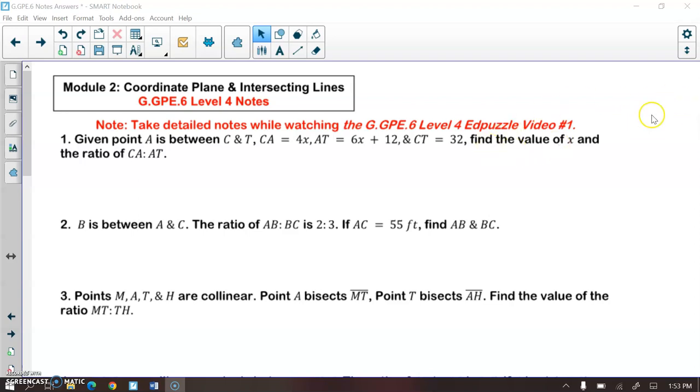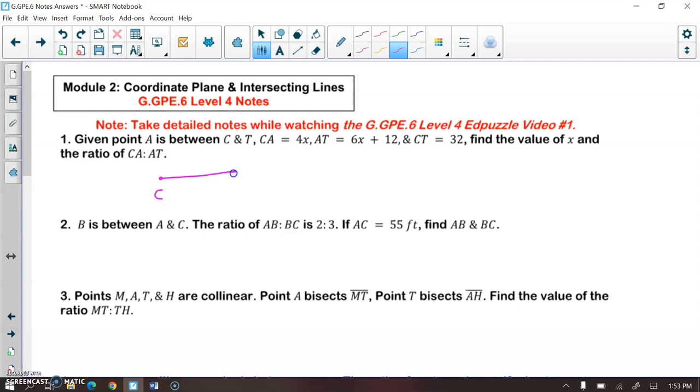Right, so video 1 for level 4 says given A is between C and T, so let's draw ourselves a picture. We don't know where exactly A is. If CA is 4x and AT is 6x plus 12 and CT is 32, we want to find the value of x and the ratio of CA to AT.